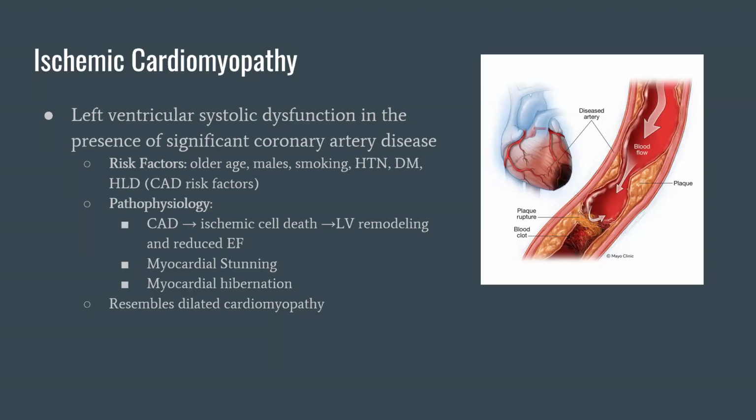Ischemia usually has myocardial hibernation, which means that the myocardium isn't working properly, but if you restore blood flow, it will improve and get better. That's myocardial hibernation. And ischemic cardiomyopathy resembles what we're going to talk about with dilated cardiomyopathy. They look very similar. The main caveat is that one has significant coronary artery disease, the other does not, and is usually a genetic component.